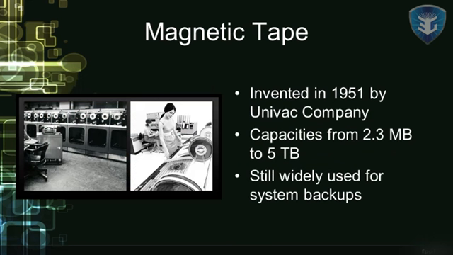Magnetic tape was invented in 1951 by the newly formed UNIVAC company for computer data storage. Since that time, improvements have been made to the materials comprising the tape to make it stronger and lightweight. Over the years, magnetic tape recording storage capacities have increased from 2.3 megabytes to 5 terabytes. Magnetic tape is still widely used today, mainly for mainframe backups.